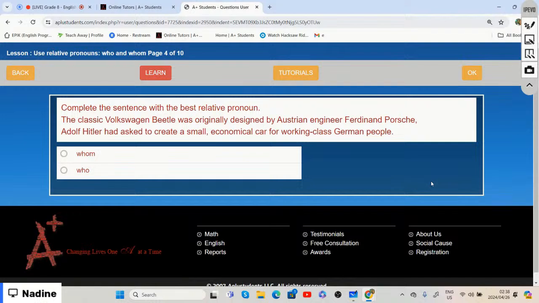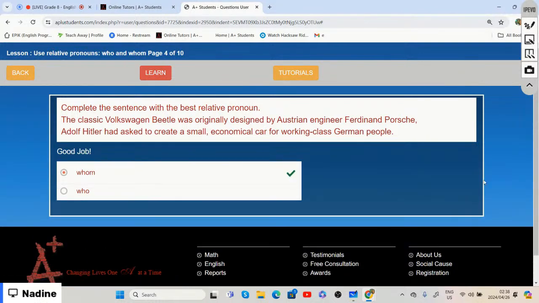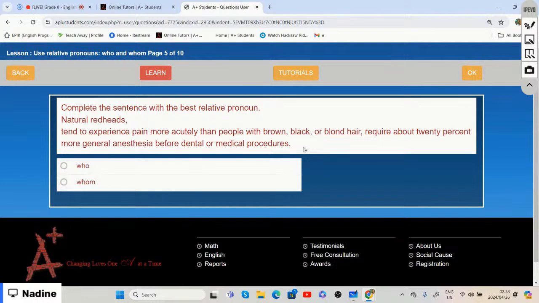All right, so we can say whom Adolf Hitler had asked to create a small economical car for working class German people. All right.